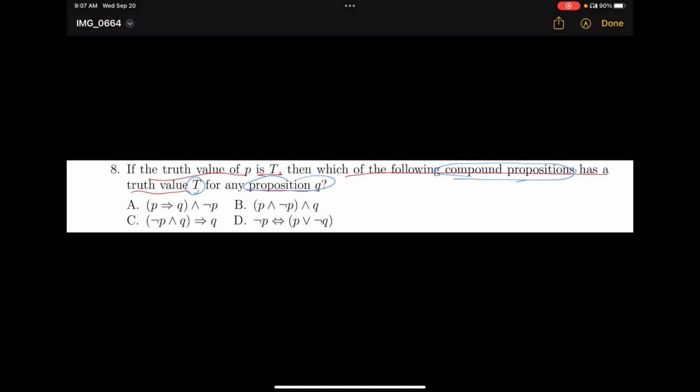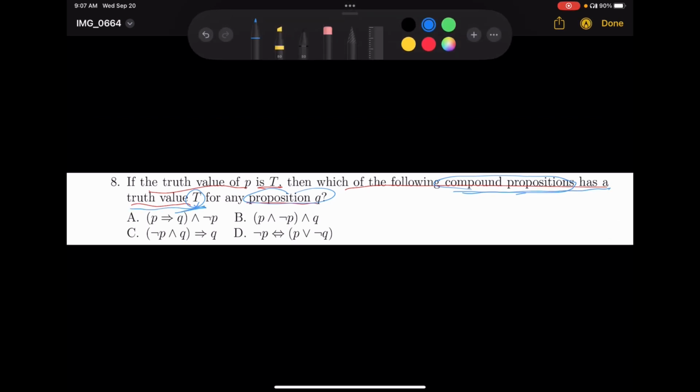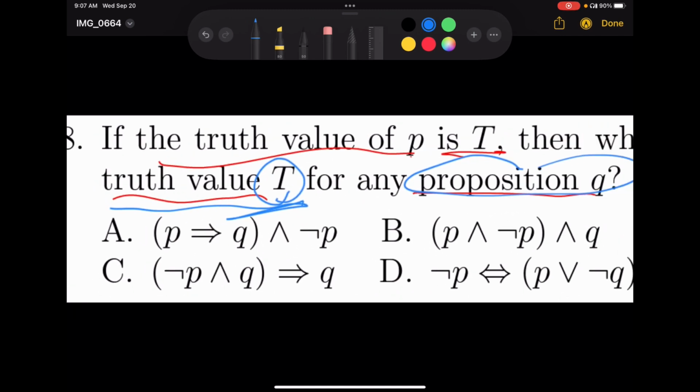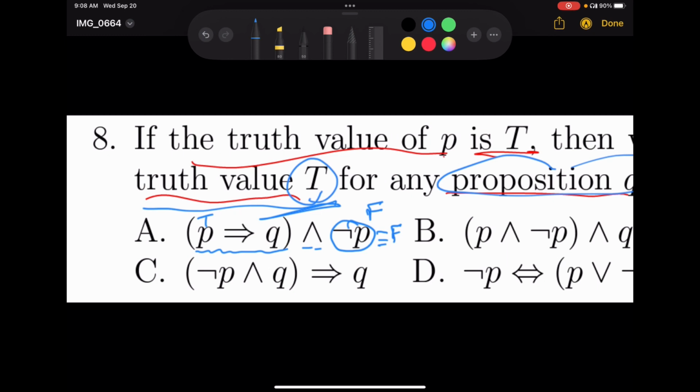ግን አሁን እኛ የምንፈልገው for any proposition q the compound proposition ሁሌ true የሚሆነው ነው። okay which of the following compound propositions has a truth value true? እሺ ለዛ ኤን እንመልከት እስቲ ሁሌ true ነው ይሄ ብናየው okay p true ነው q it can be true or false and አለ ከዛ negation of p ነው negation okay p true ስለሆነ negation of p false ነው okay ለዛ p implies q it can be whatever true false ሊሆን ይችላል ግን and false ስለሆነ this will always be false okay ለዛ እኛ ግን የምንፈልገው always true እንደሆነ therefore a is not an answer, a is definitely not an answer.